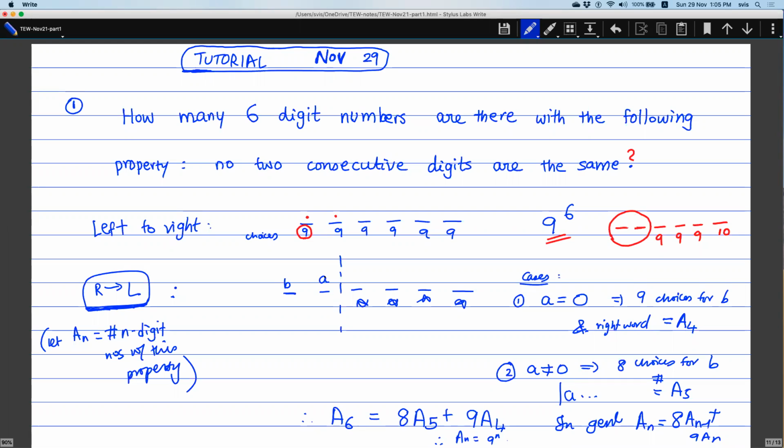So let's call the last 2 digits A and B. The second last digit is A, and the leftmost digit is B, and the one after it is A. Now I won't worry about those numbers, the 9s and 10s and so on. Let's not worry about that.